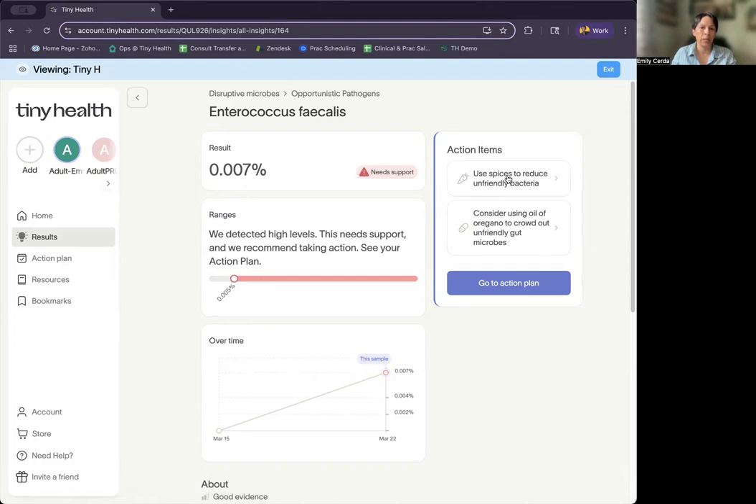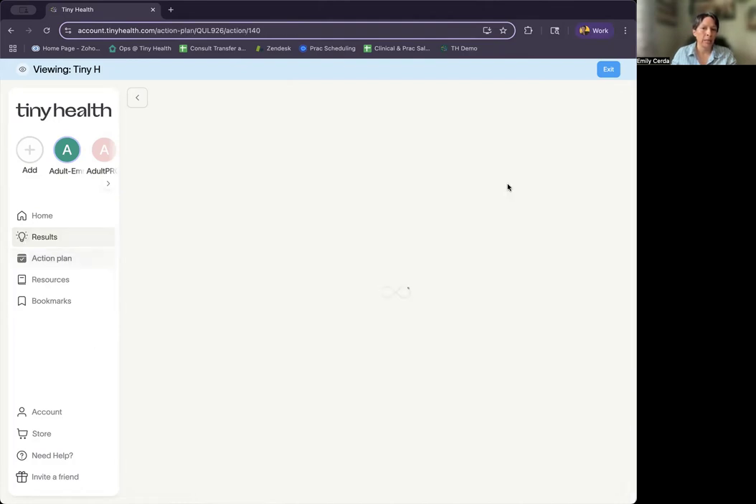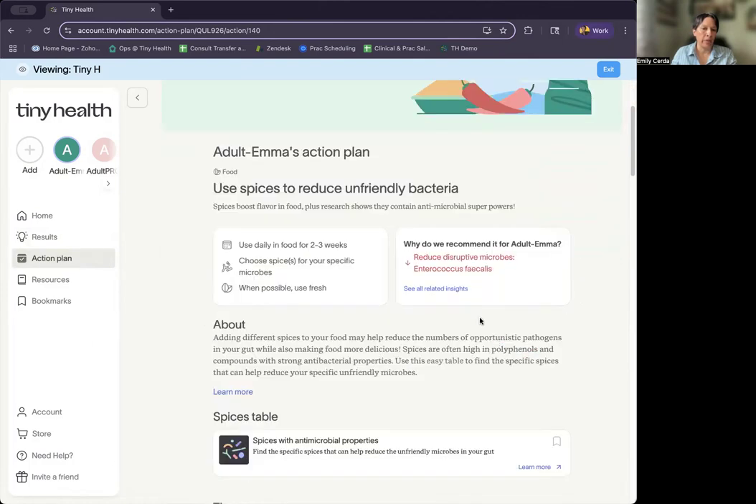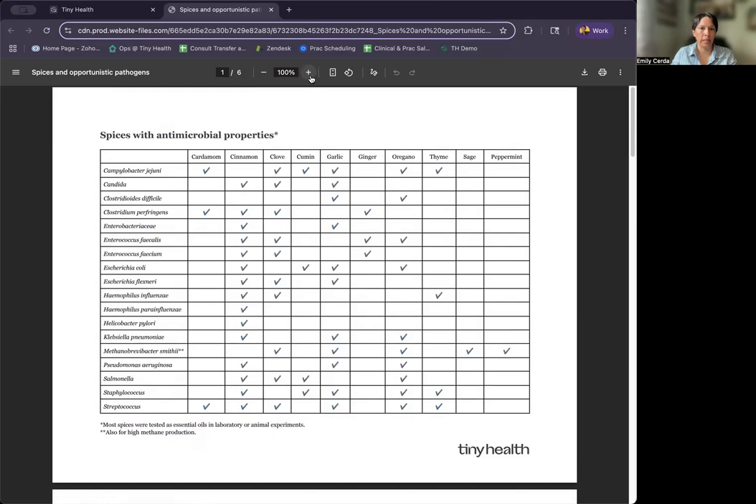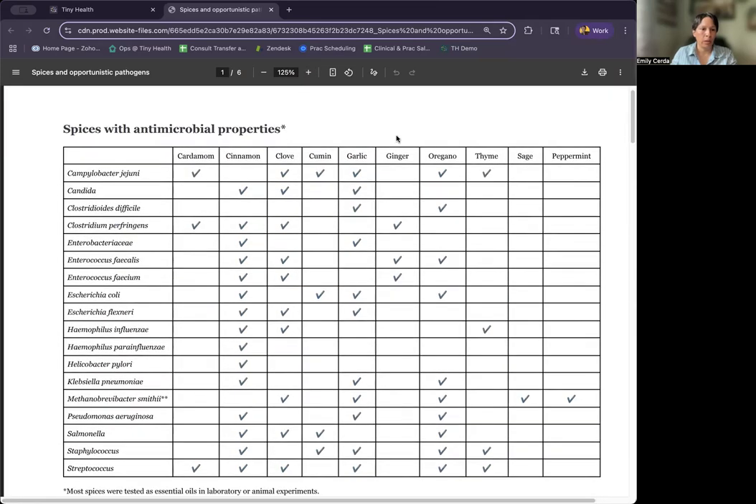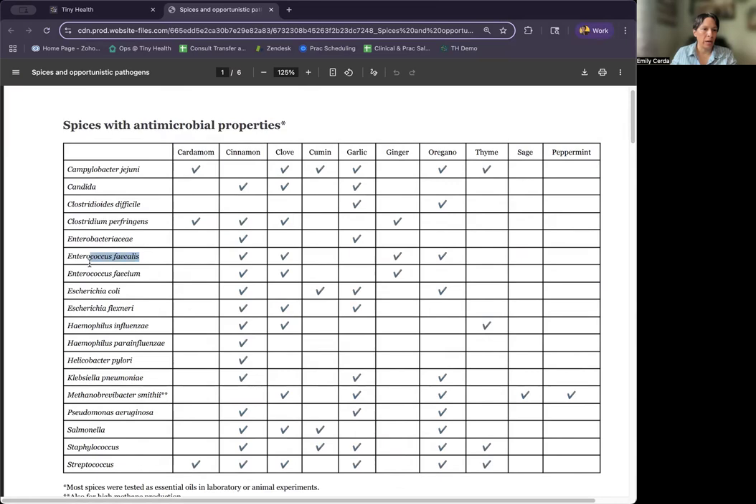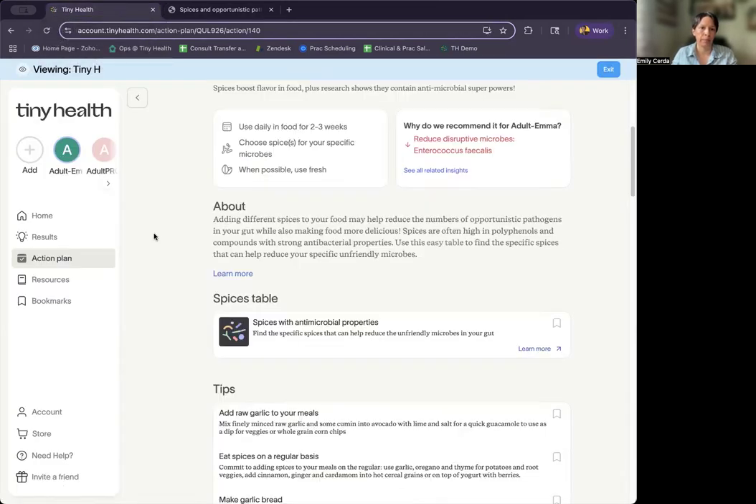Instead, what I would probably do is go into the spices, and I would definitely look at our spices table. And if you haven't checked this out, it is very cool. But here we can see our Enterococcus faecalis, and we can see some spices that are going to work against it as an antimicrobial. And I would probably have this individual just add those spices into their diet at least 3 times a week for the next month. And we're probably going to kick this bacteria right out.